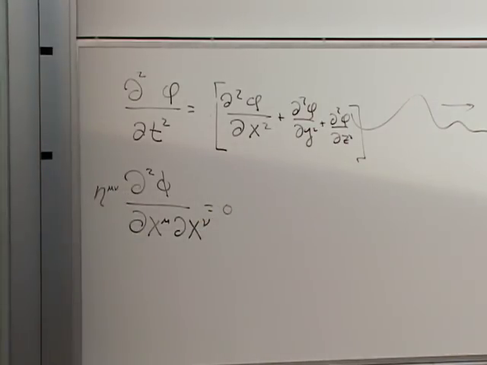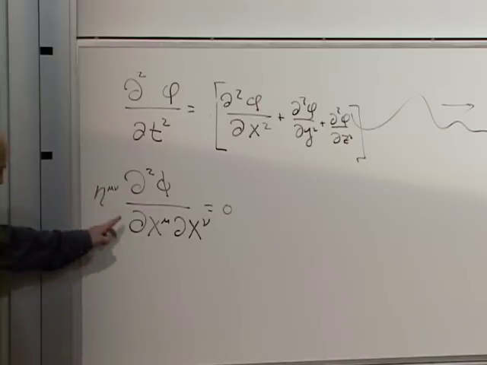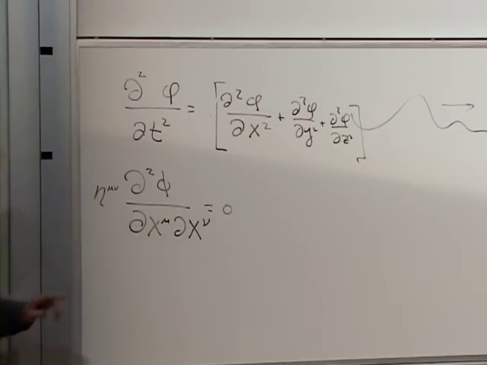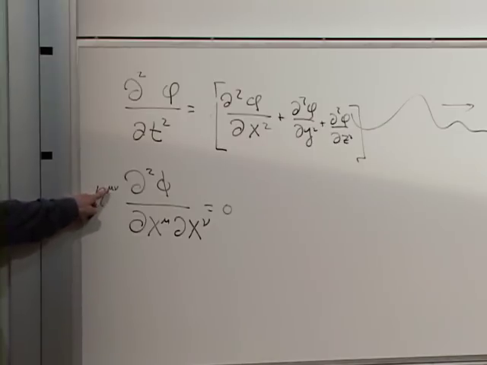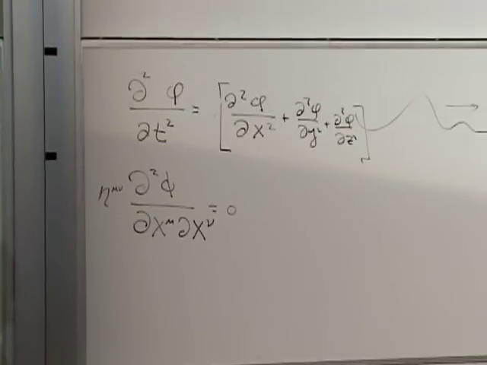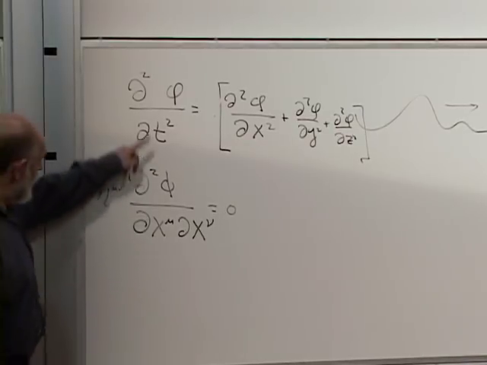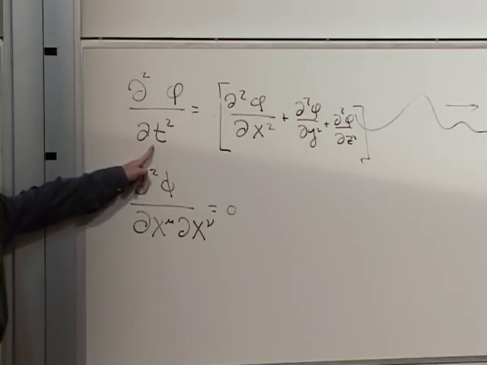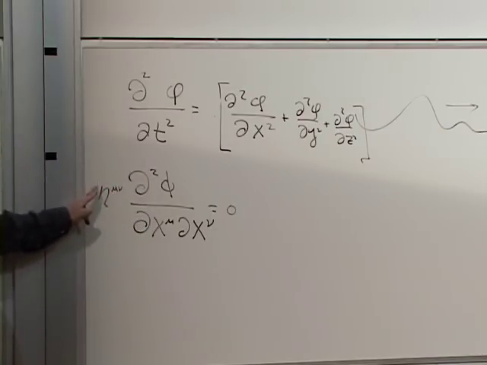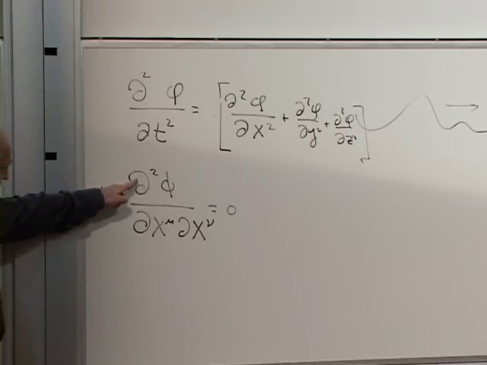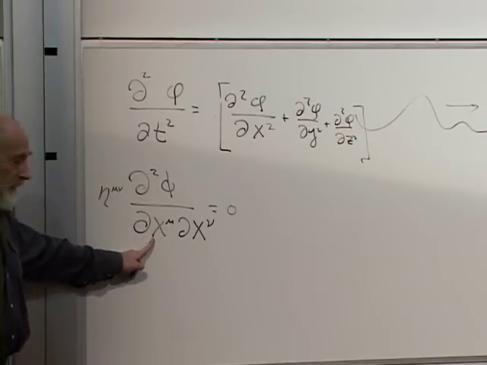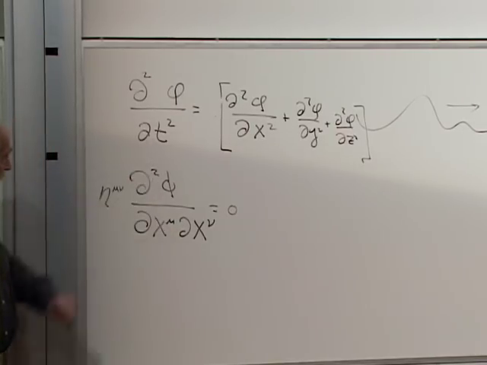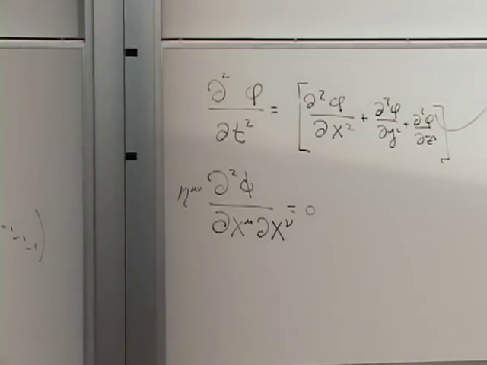Let's see why that is. Remember what eta mu nu is. Its time-time component is 1. That means, and of course this is contracted, summed over mu and nu. All right? Let's start with mu and nu equal to 0, in other words, the time-time component. Then what we'll get is the second derivative of phi with respect to t squared. X naught is the same as t. So eta naught naught, that's 1, times the second derivative of phi with respect to t, with respect to t again. That's just the second partial of phi with respect to t squared.